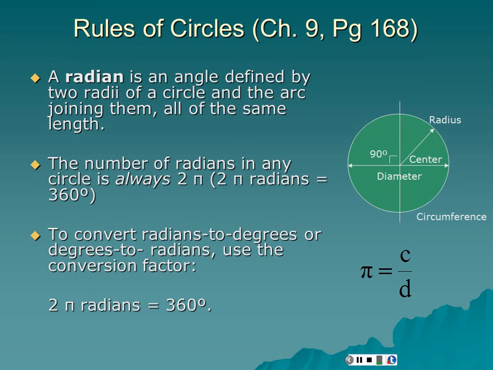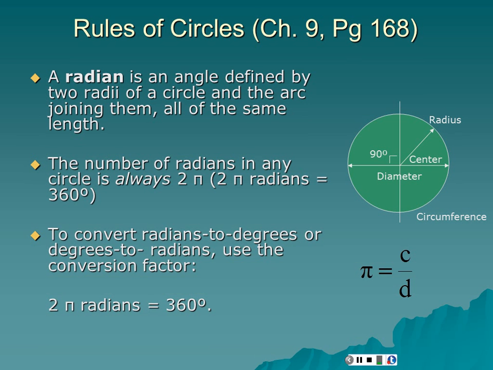There are some more terms here. The radian is an angle defined by two radii of a circle and the arc joining them, all of the same length. The number of radians in any circle is always 2 pi. So radian is basically another measurement of angle, because one measurement is degree, another measurement is radian. That's why we can write 2 pi radians equal to 360 degrees.